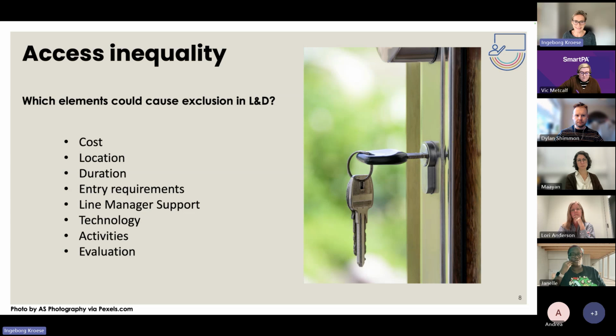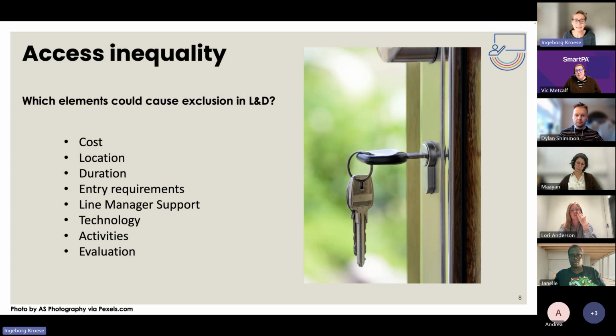When the line manager is required to give access or to suggest who can participate in programs, there's also a risk, we know from literature and from research, that bias can be involved. For example, studies show that line managers, both men and women, have a tendency to evaluate the career ambitions of women lower than they are in reality and versus their male colleagues. So that's an area where accessibility can be at risk.